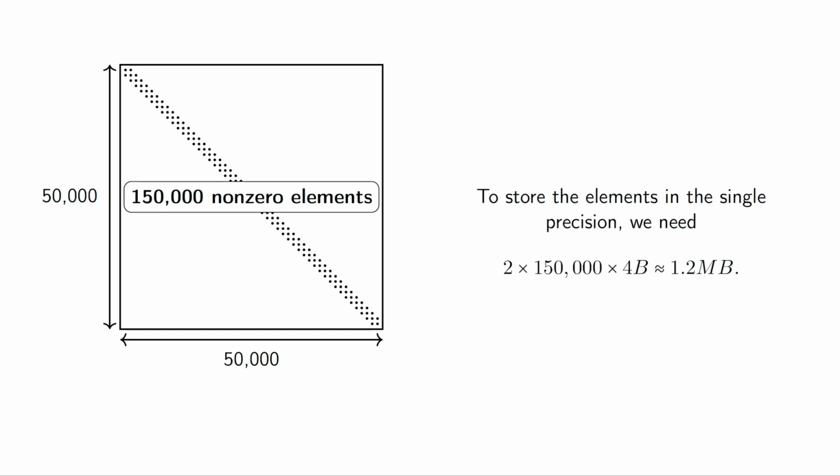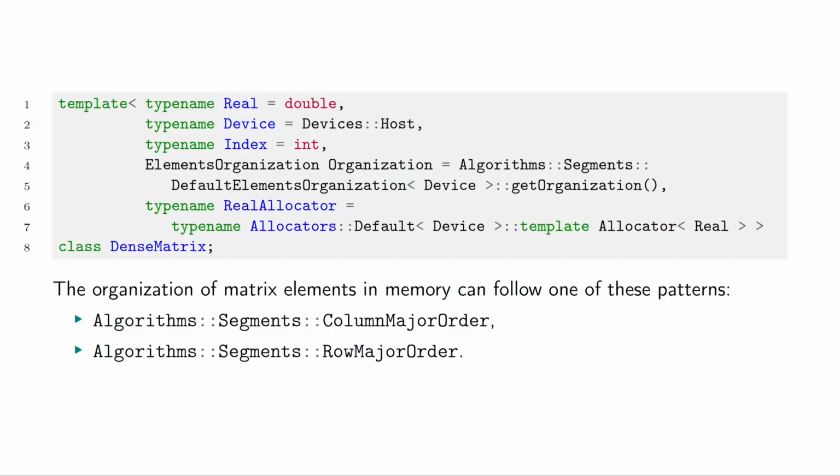Including the necessary auxiliary data required by formats for storing sparse matrices, the total memory requirement would be approximately 1.2 megabytes. In a real-world task, we often need to work with matrices that have dimensions in the millions of rows and columns. In today's episode, we will focus solely on dense matrices and leave sparse matrices for next time.